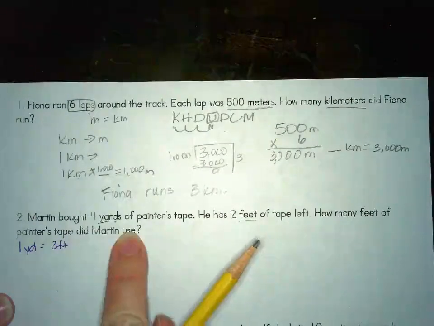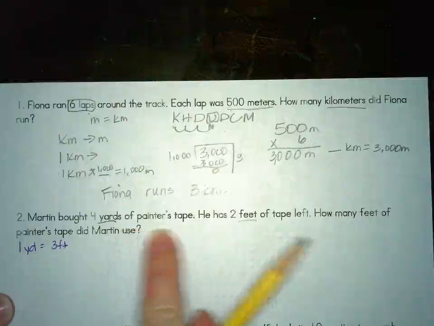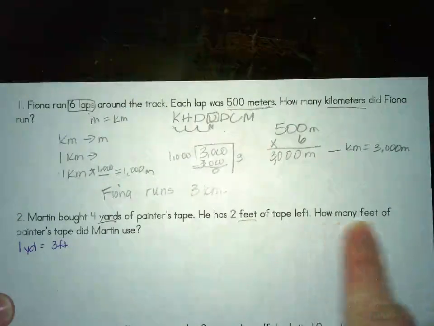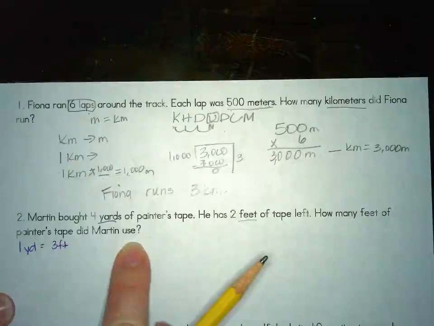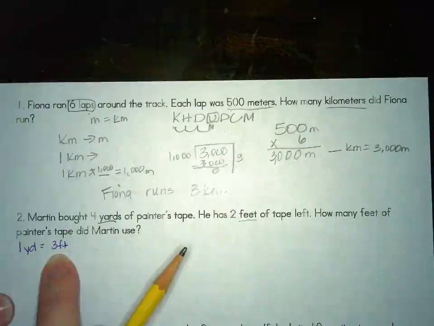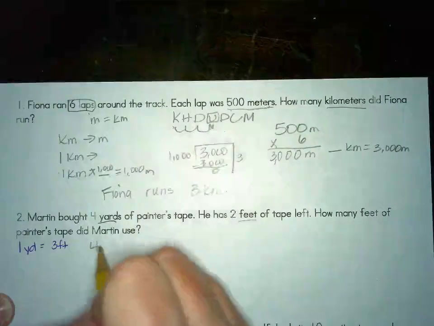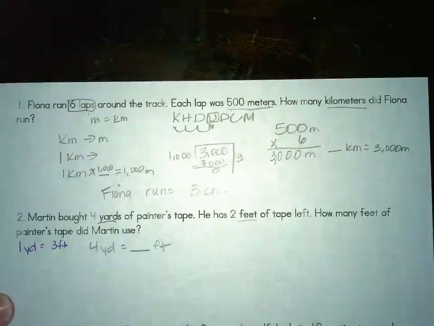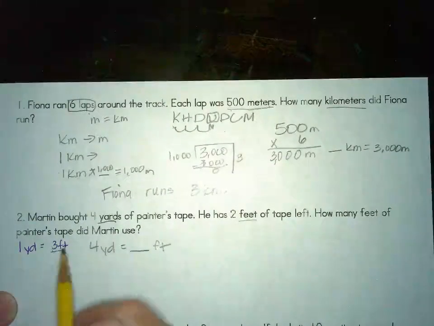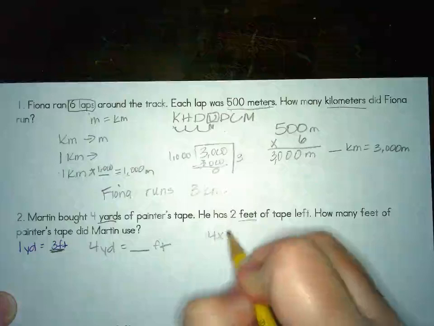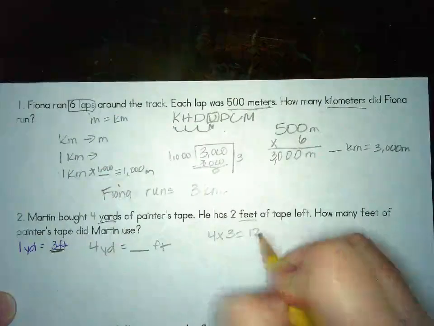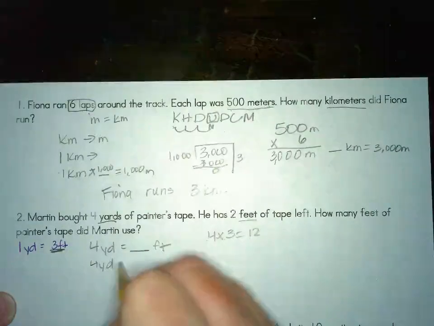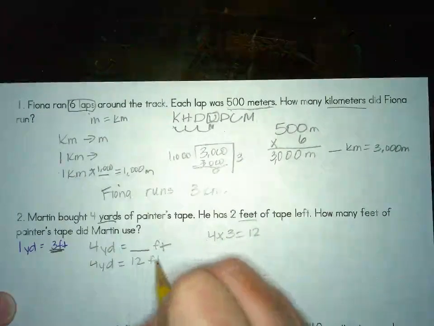Well, in my word problem, Martin bought 4 yards of painter's tape. He has 2 feet of tape left. How many feet of painter's tape did Martin use? Well, if 1 yard equals 3 feet, I need to figure out how many feet 4 yards equals. So this is what I'm going to be multiplying by. 4 times 3 equals 12. So 4 yards is equivalent to 12 feet.